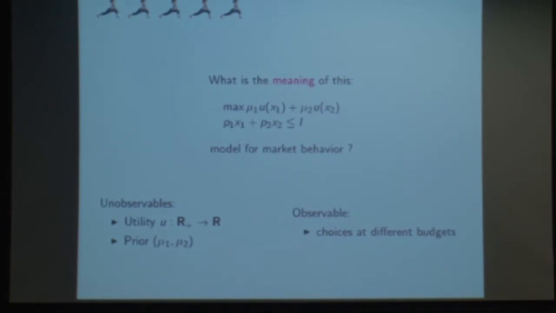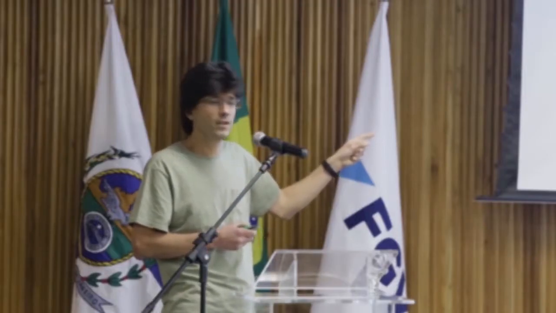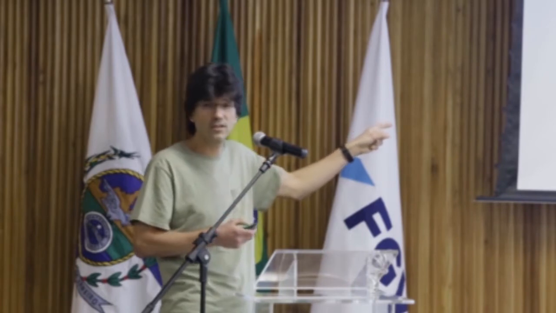You don't observe utility and you don't observe the prior, but you do observe choice at different budgets. Okay? And I want to know when are the choices at different budgets consistent with this model. So what do you think? Is this consistent with the model?